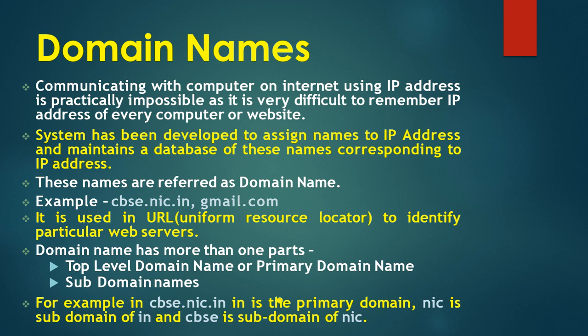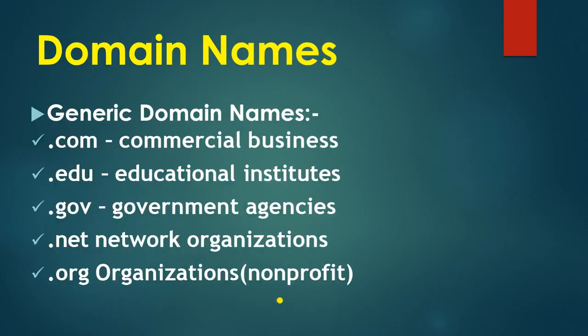A domain name has more than one part: the top level domain name, or we can say the primary domain name, and the subdomain names. For example, in cbse.nic.in, .in is the primary domain, NIC is a subdomain of .in and CBSE is a subdomain of NIC.